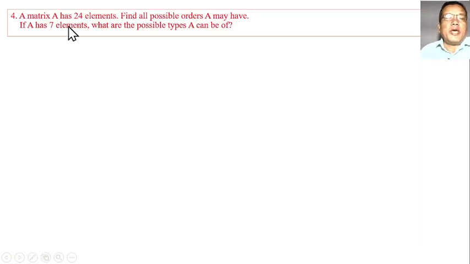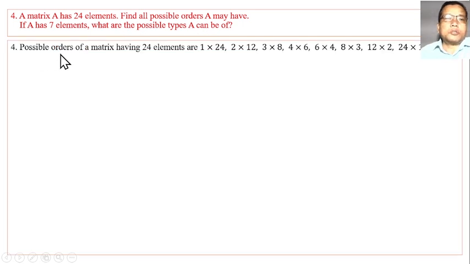A matrix A has 24 elements. Find all possible orders A may have. The possible orders of a matrix having 24 elements are 1 by 24, 2 by 12, 3 by 8, 4 by 6, 6 by 4, 8 by 3, 12 by 2 and 24 by 1.